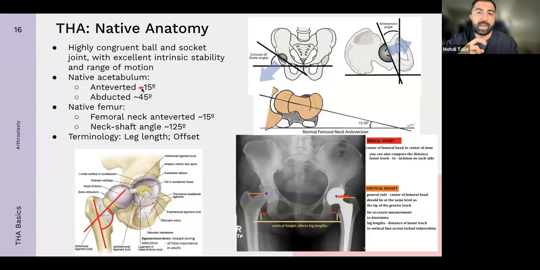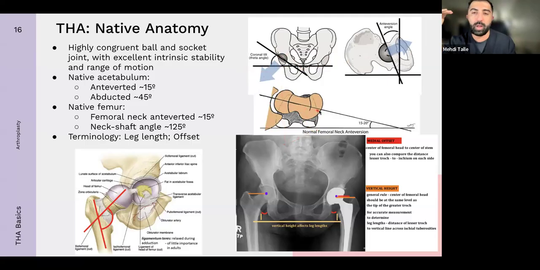The native acetabulum has about 15 degrees of anteversion, as you can see demonstrated in the top right here, which means it's tipped forward about 15 degrees from this neutral position. And then there's about a 45-degree abduction angle. So it's not a flat-to-the-side cup. There's about a 45-degree angle here. And then the native femur has about 15 degrees of femoral anteversion. This is something that I think is sometimes a confusing concept.